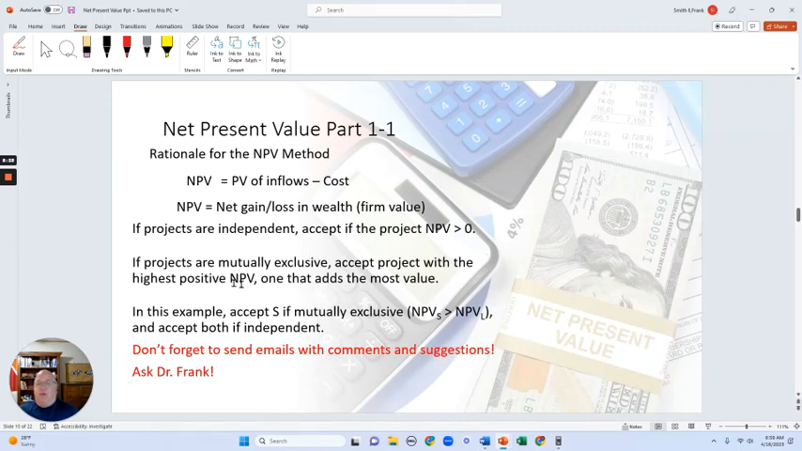So if projects are mutually exclusive, accept the project with the highest NPV, which would be the S project in this case. It's the one that adds the most value. And if they were independent, you would actually accept both of them because both of them have a positive net present value.